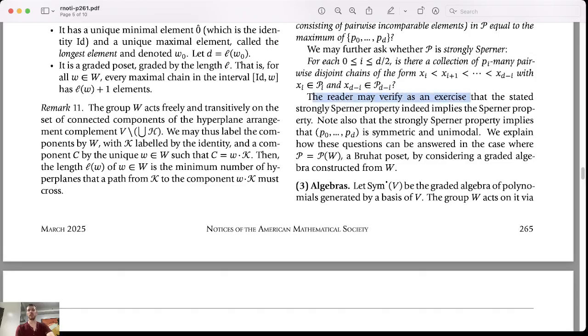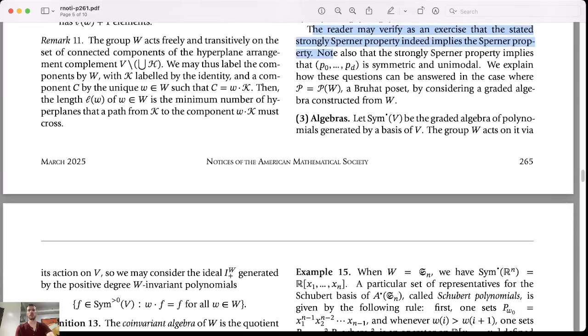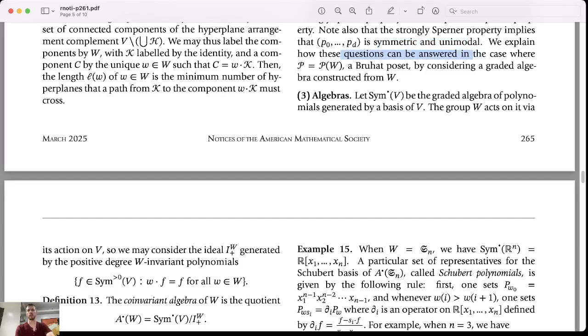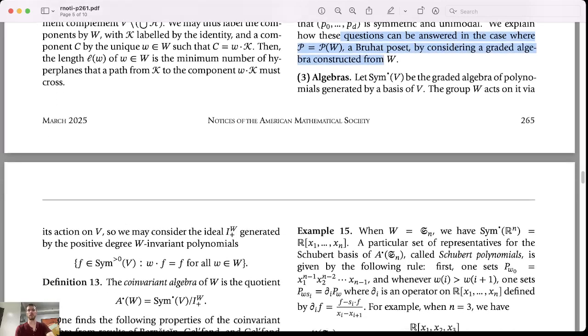The reader may verify as an exercise that the stated strongly Sperner property indeed implies the Sperner property. Note also that the strongly Sperner property implies that P0, ..., PD is symmetric and unimodal. We explain how these questions can be answered in the case where 𝒫 equals 𝒫(W), a Bruhat poset, by considering a graded algebra constructed from W.